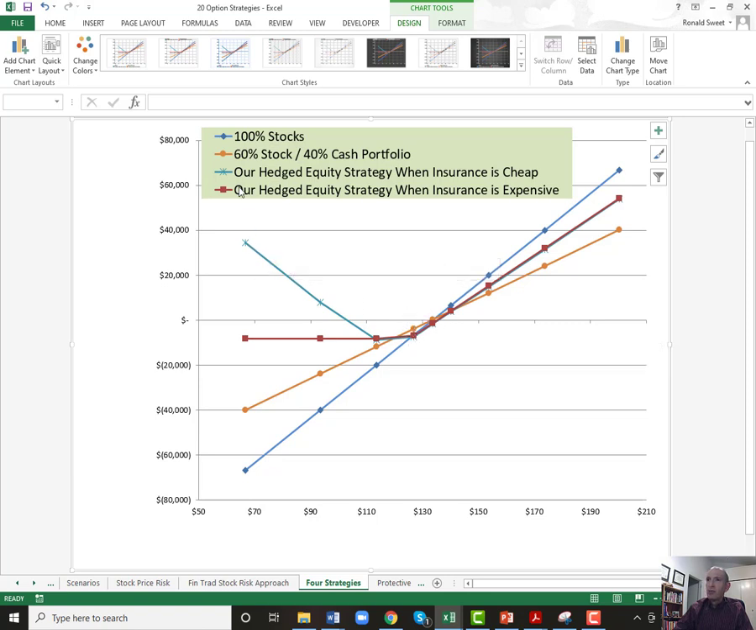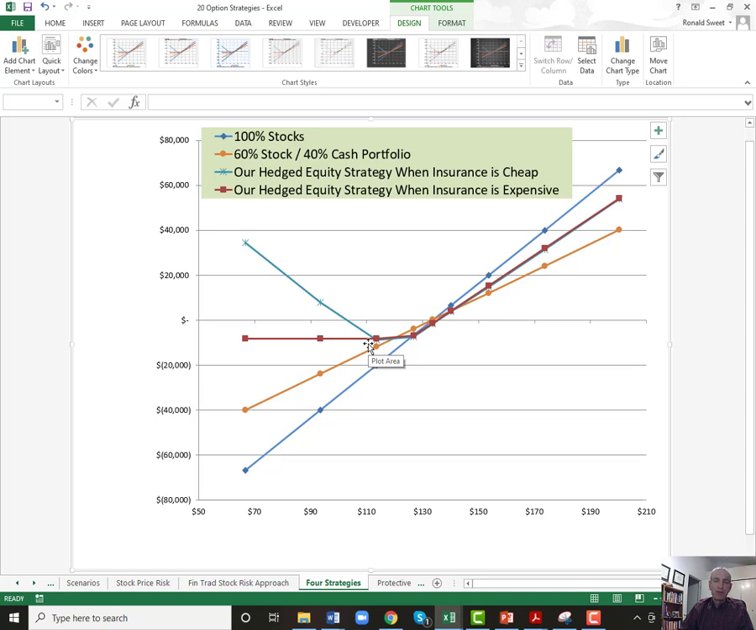Now this blue, this is my strategy when insurance is cheap. So what I mean by that, every once in a while stock markets give options at a really cheap price. So you can watch what's called the volatility index. When it falls below 10, insurance is really cheap. And the nice thing about that is insurance is cheap in the stock market when risk is the greatest. It's a really strange phenomenon.